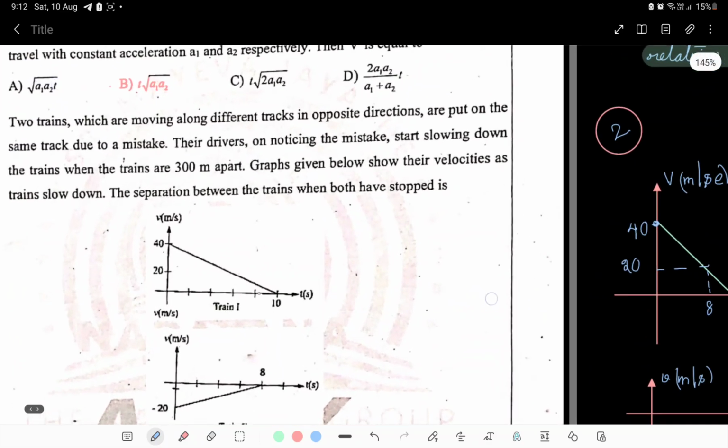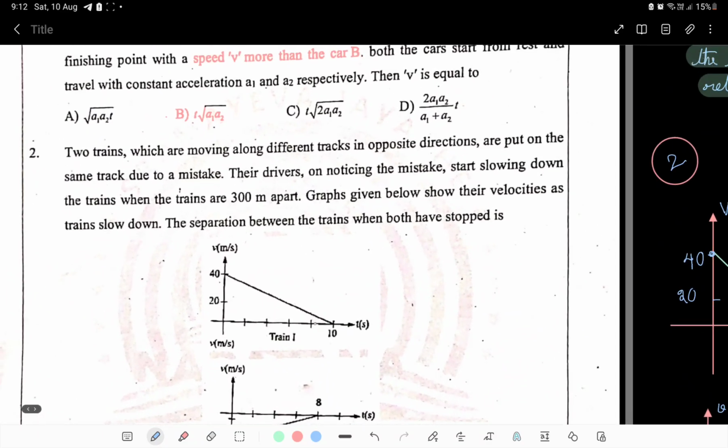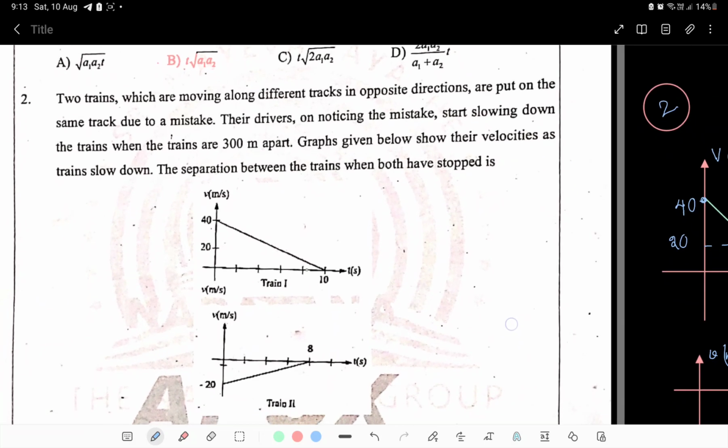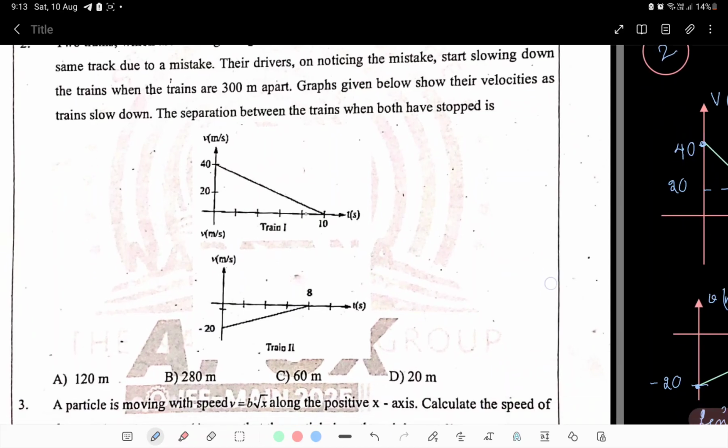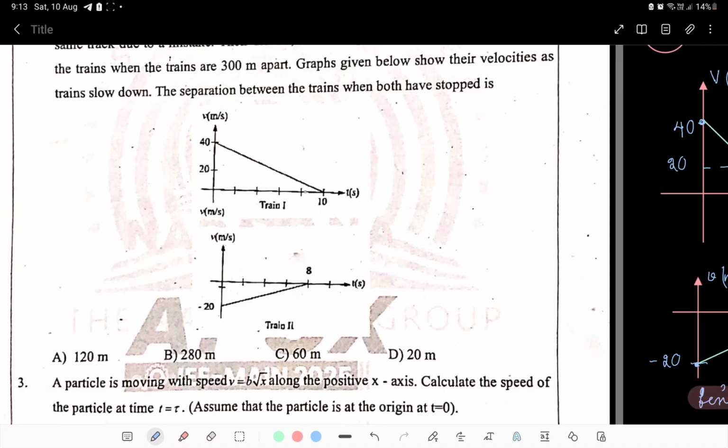The question says: two trains which are moving along two different tracks in opposite directions are put on the same track due to a mistake. The drivers, on noticing the mistake, start slowing down the trains when the trains are 300 meters apart. Graphs given below show their velocities as the trains slow down. Find the separation between the trains when both have stopped. If you try to solve this problem by the relative velocity concept, that might be somewhat tougher. It's better to solve the problem in a graph based method.